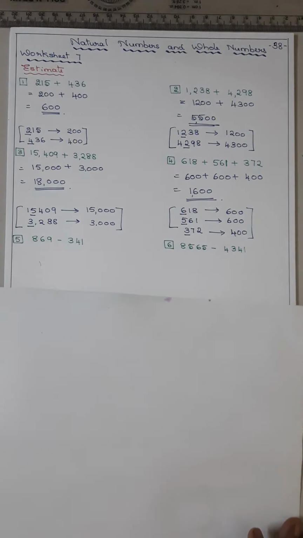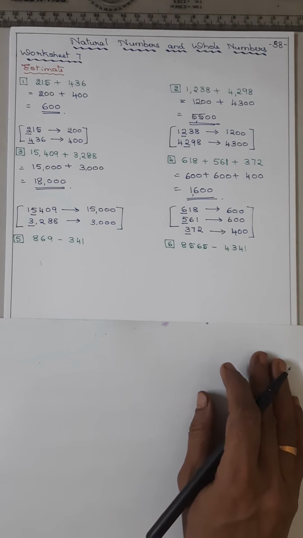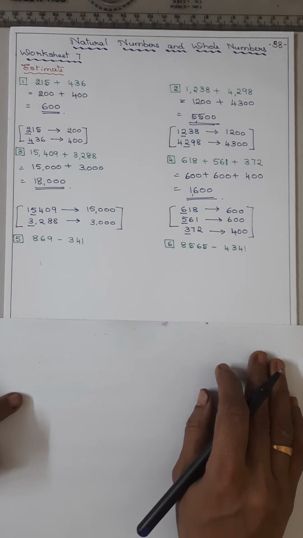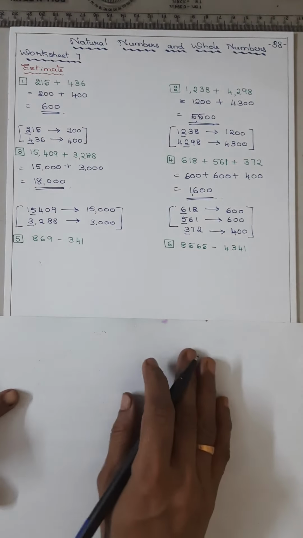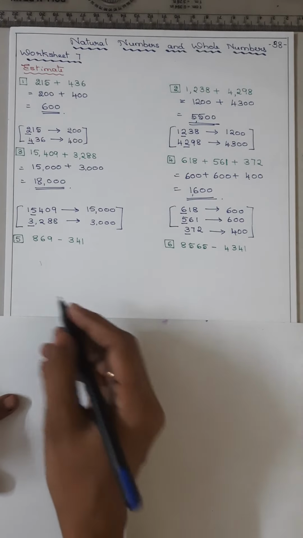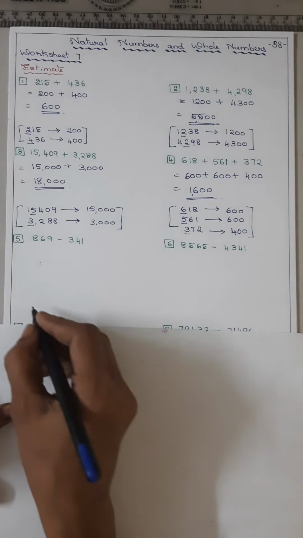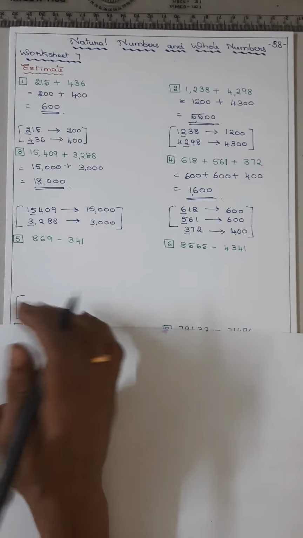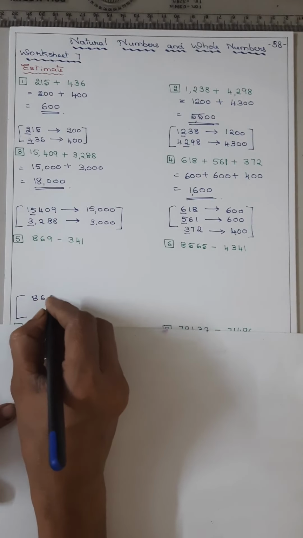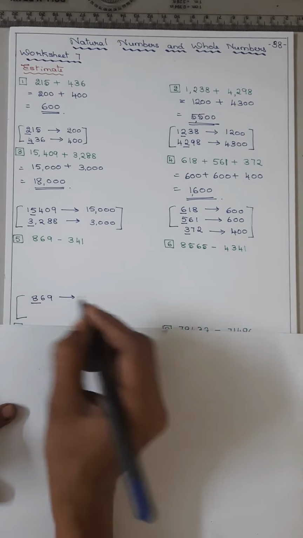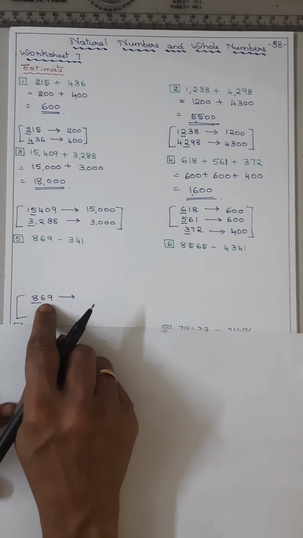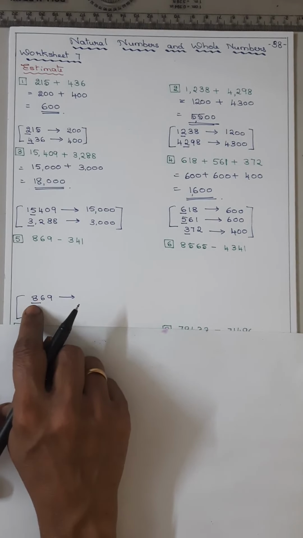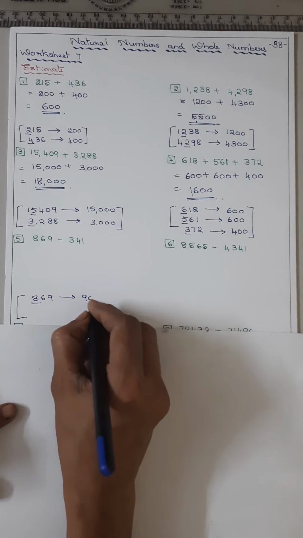Okay. Now coming to the subtraction, 4 sums of addition, 4 sums of subtraction. So again both are in the hundreds place. So first it is rounding off. So 869, underline 8 in hundreds place, to the right it is 6, so it will increase by 1, so it is 900.